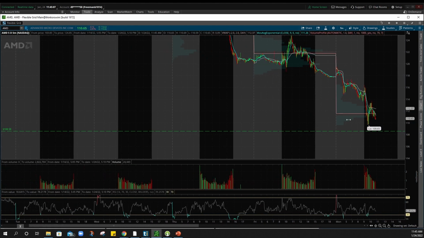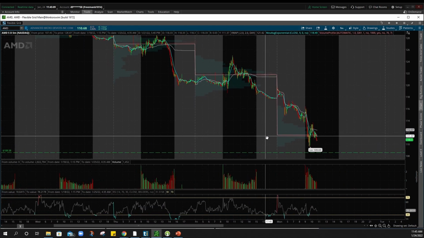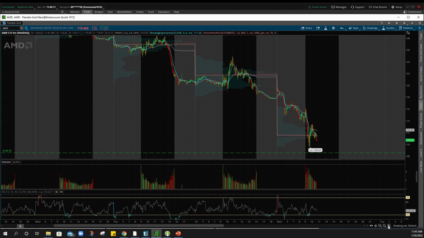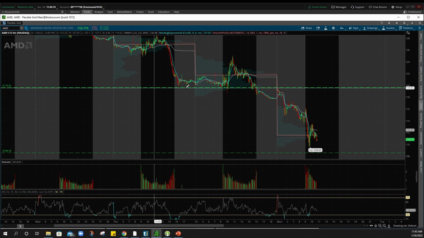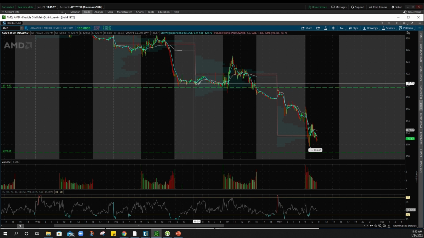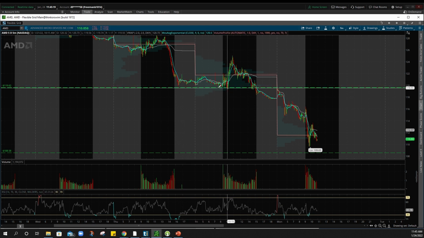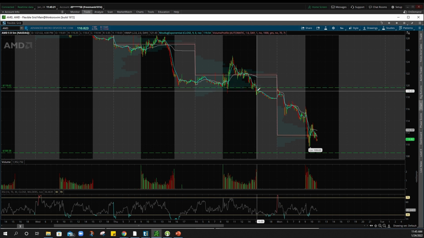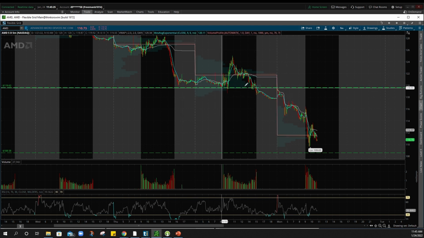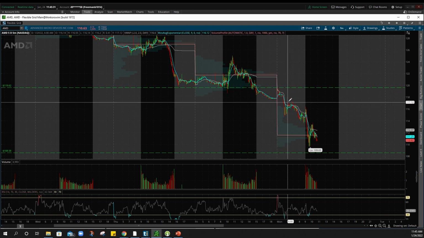Again, I like to look left. So when I look left, I see all of this support right here. Look at all that support. We came down and bounced, bounced, bounced, bounced, bounced. That was on Friday. We bounced, we lost it. What did we do in pre-market? Old support turned into new resistance. We fell. Pushed back up.